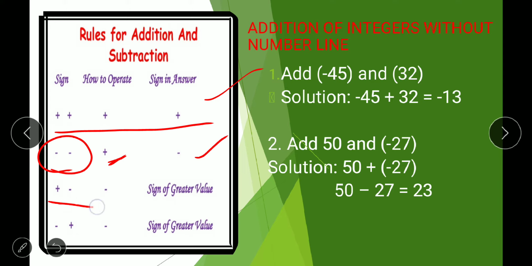And if one is positive and one is negative, what to do? If one is positive and another negative, whichever number is greater, its sign is the sign we have to give to the answer. Here also we will see this through an example. Add minus 45 and 32. So 45 is a negative number and 32 is a positive number.